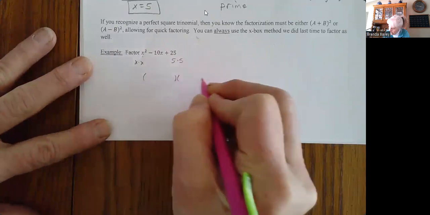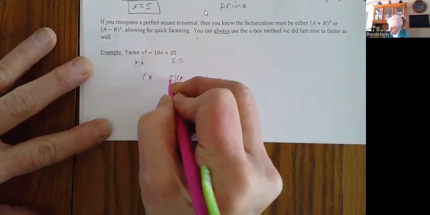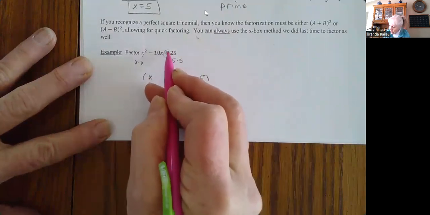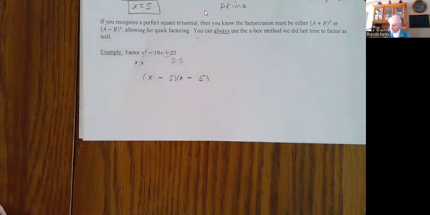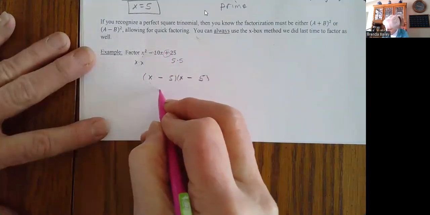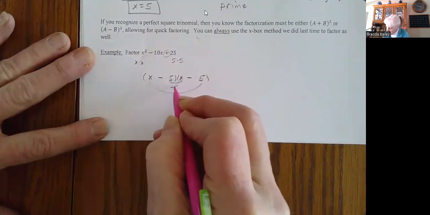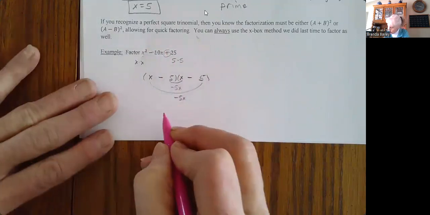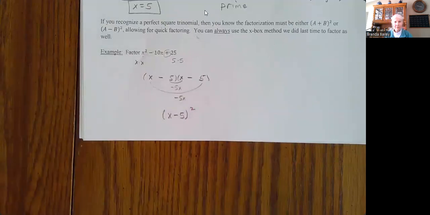Set it up. X times X. 5 times 5. And they both have to match and they're both negative. Do you get a minus 10x? Minus 5x and a minus 5x is a minus 10x. So your solution is x minus 5 squared. Perfect.